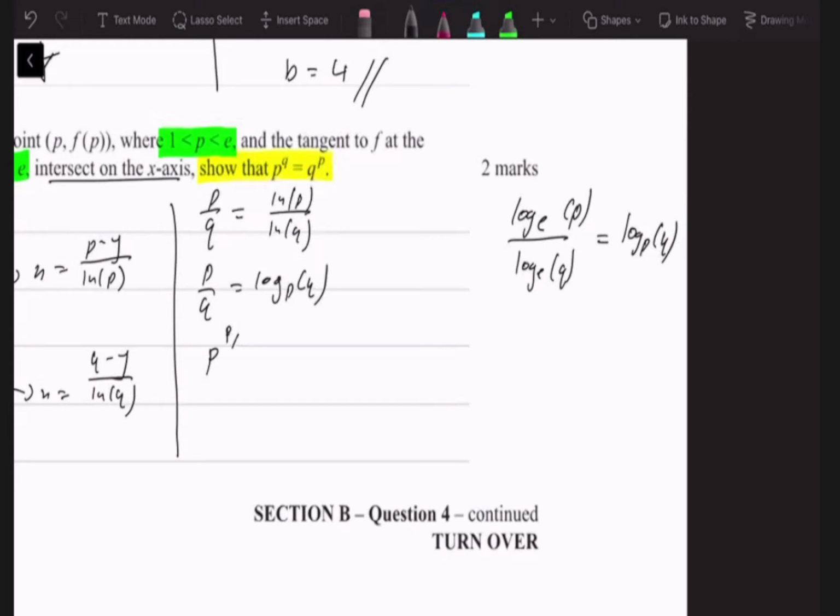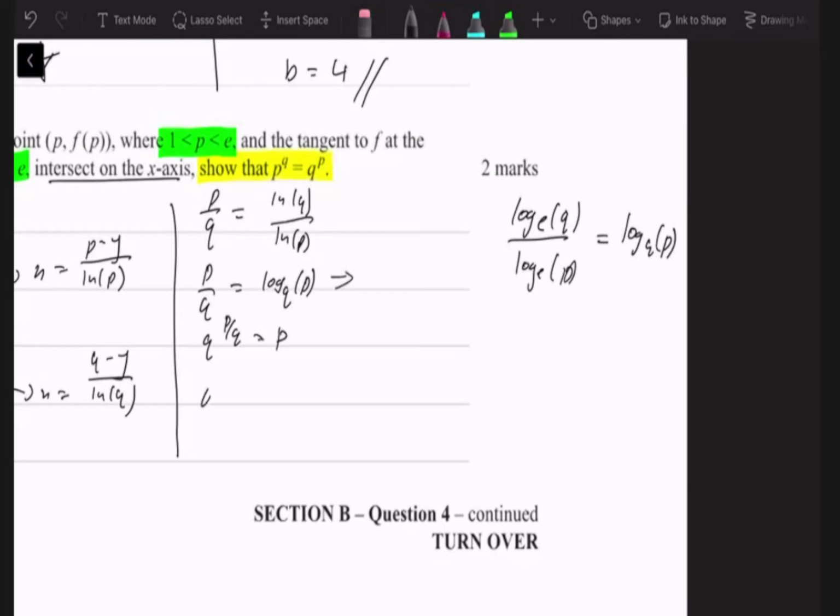Oh, I've done this wrong. Sorry, this should be q on p, ln q on ln p. So this is in fact the other way around. So this is log q of p. So that means Q to the power p on q is equal to p. So that's just interpreting this one.